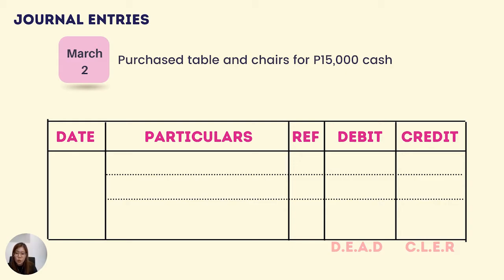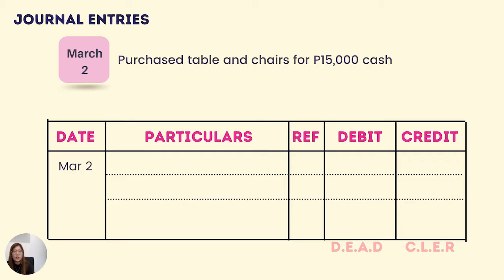Okay, on March 2, Micah purchased table and chairs for 15,000 cash. So, bumili na tayo ng tables and chairs. So, first, let's put the date, March 2. Now, let's figure out naman what are the accounts affected. Okay? So, what did the business receive? Ano ba yung na-receive ng business? Siyempre, tables and chairs kasi nga bumili daw tayo ng tables and chairs. And tables and chairs is an asset. Okay? And the appropriate account title for that is furnitures and fixtures.